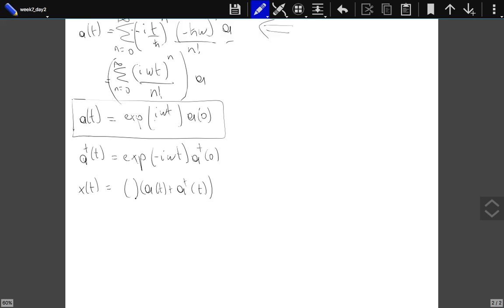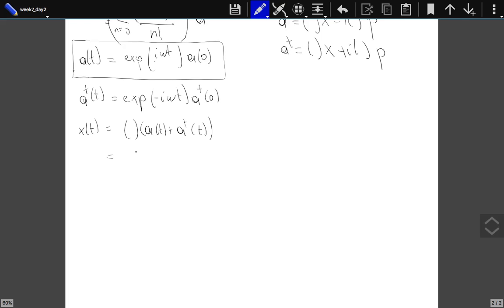With some proportionality constant. Basically a was nothing but, with a proportionality constant, x minus I, another proportionality constant, p, and a dagger, x plus I, the same proportionality constants. So if I just sum them up, I obtain x. So let me call this coefficient C1, this one C2.